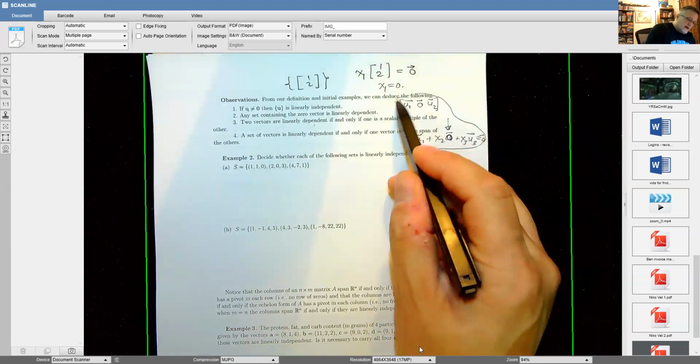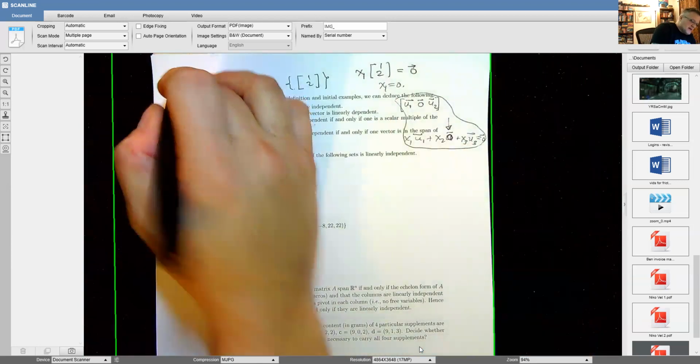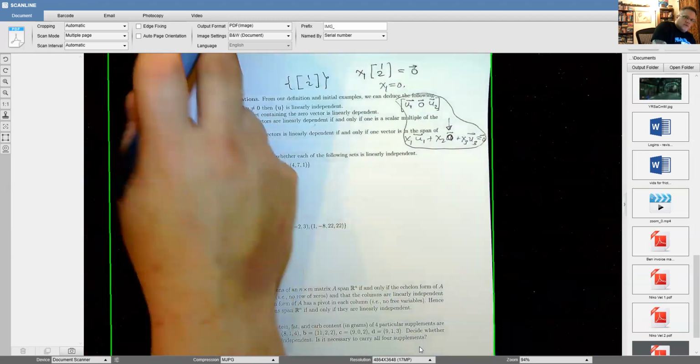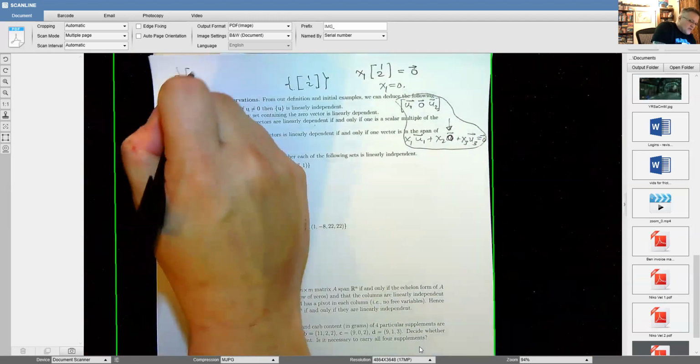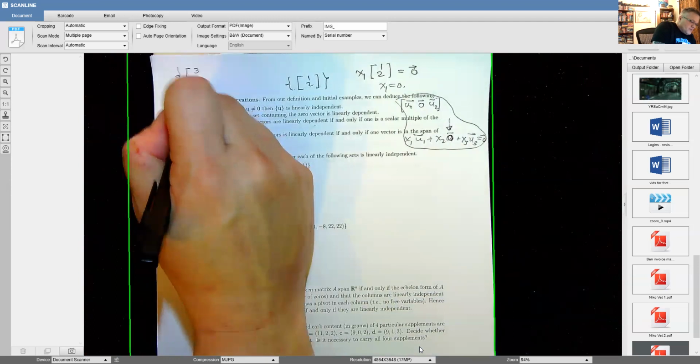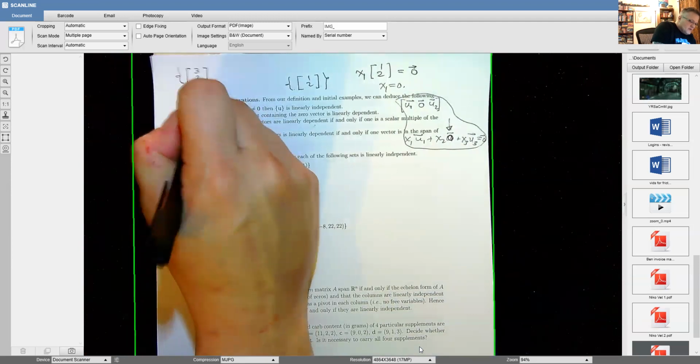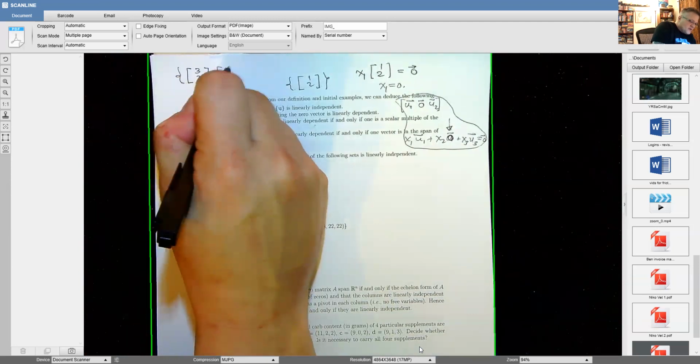So just play with that. Just look at some examples. Say just for an exercise, 3, 2, and 0, 0.